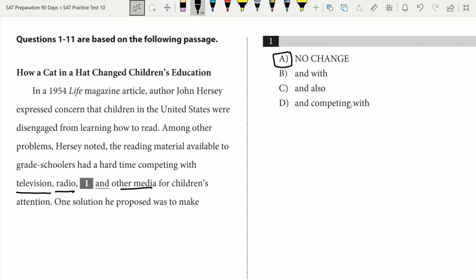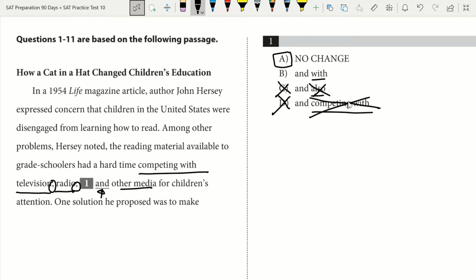And when we have a list of 3 things like that, we want to separate the first 2 with a comma, and then have an and after that second comma, right? So the and is after the second comma. It's perfectly fine. So why wouldn't we say and with, or and also, or and competing with? Well, we already know that it's competing with television, radio, and other media. So saying competing with again would result in redundancy and repetition. And like I said in yesterday's video, we want to avoid repetition and redundancy at all costs. And then what about and also? Okay, once again, and also mean the same thing.